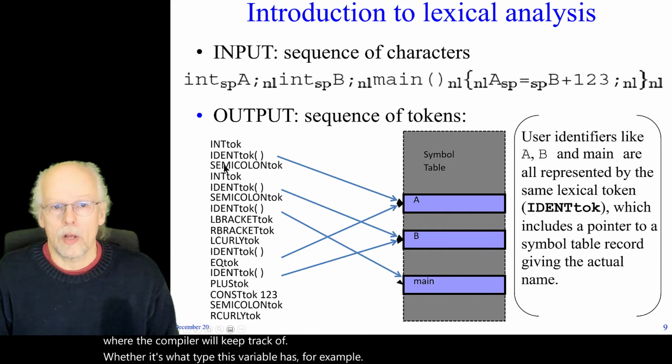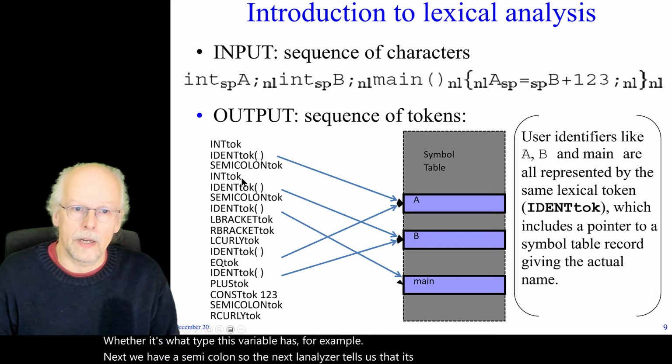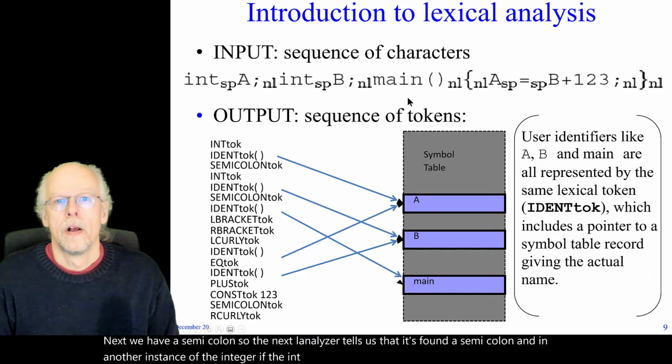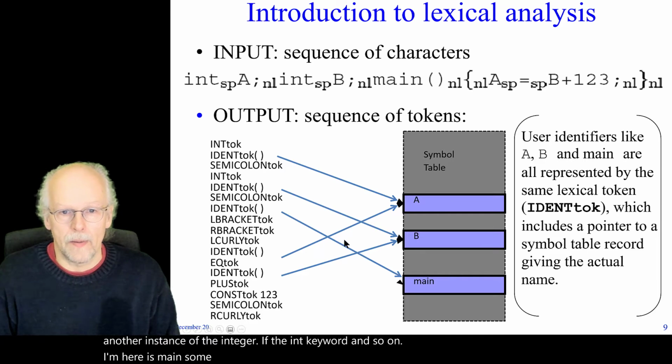Next, we have a semicolon. So the lexical analyzer tells us that it's found a semicolon, and another instance of the int keyword, and so on. Here is main. So main is another identifier.